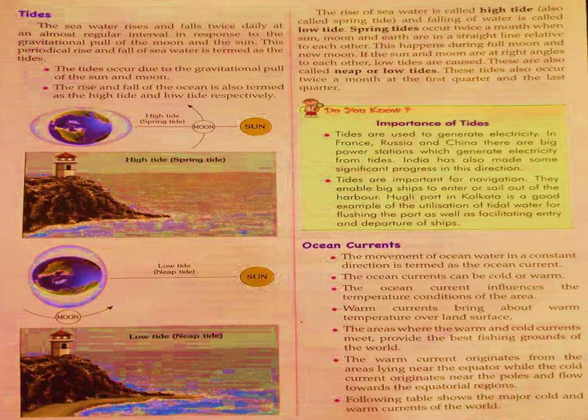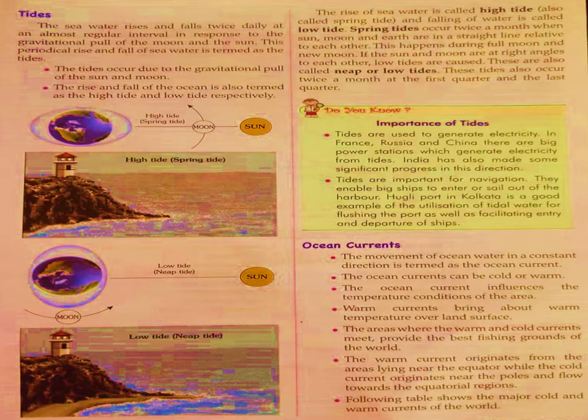Also these tides are important for navigation. These tides enable big ships to enter or sail out of the harbor. Because of these tides only they can navigate. Hooghly Port in Kolkata is a good example of utilization of tidal water for flushing the port as well as facilitating entry and departure of ships. So these are some of the importance of tides.